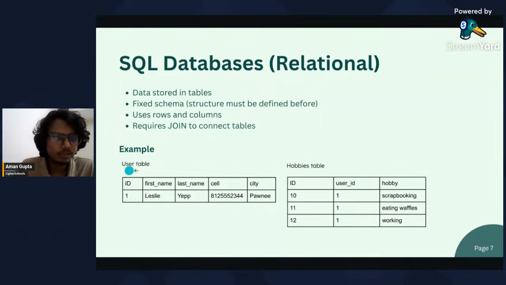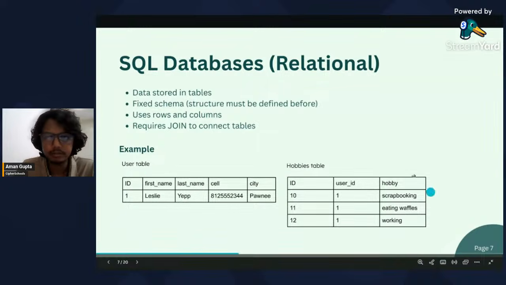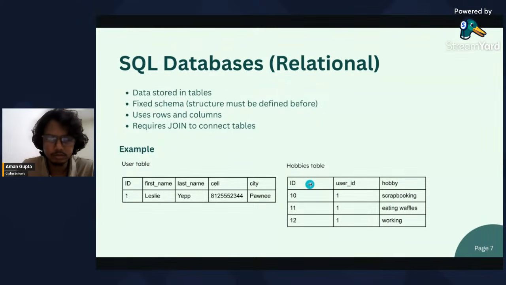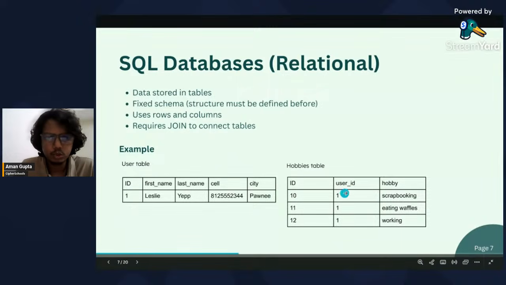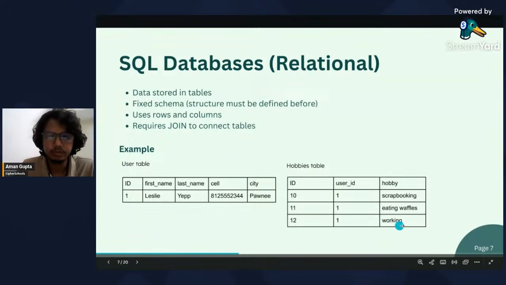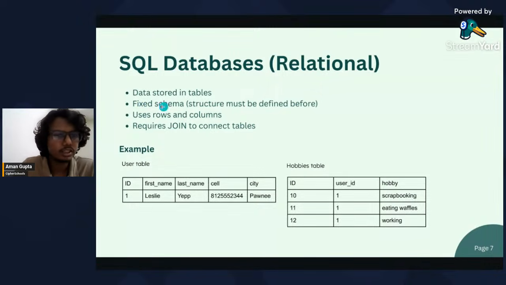Now let's say I want to store the hobbies of every user that I'm putting in the user table. I can store the user id. Let's say this user has an id of 1. I can tell that user of id 1 has a scrapbooking hobby, eating waffles is a hobby, working is a hobby for them. So this is how you would store data in a SQL database. If you see here, we have a fixed schema. Why fixed schema? I will exactly tell you. Just give me a minute.